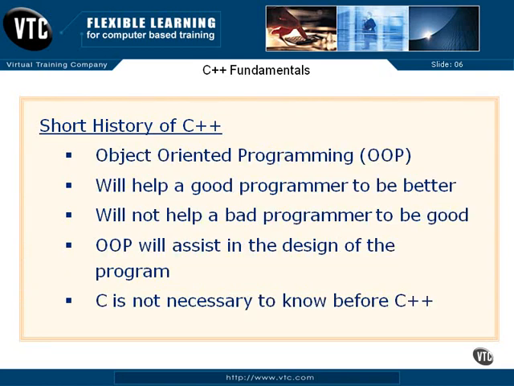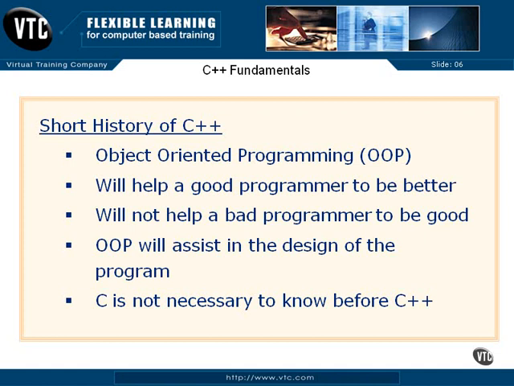C++ primarily adds the object-oriented programming paradigm, a totally new way of thinking about how to design an application and how to get it to do what you want and not do what you don't want, how to design out the bugs. Object-oriented programming, OOP, will in most cases help a good programmer to be better. It will give a good programmer better structures to work with and better ways to think about problems as the design is developed.